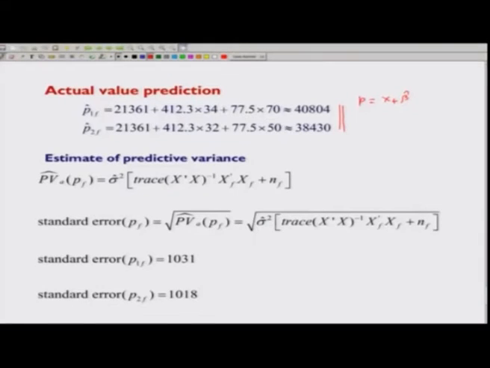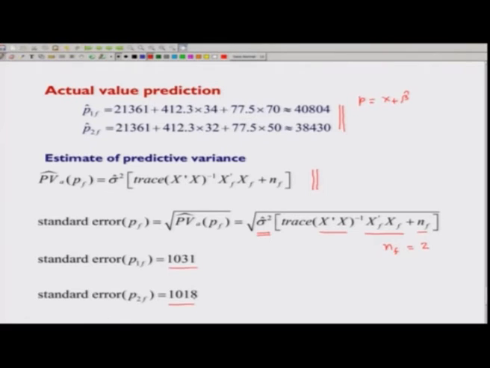We had earlier derived the expression of predictive variance of PF like this, and now I substitute the values of sigma square hat, the X matrix and here the XF matrix, with NF, since we are interested in making the forecast for two values. Then I calculate the standard error of the first prediction as 1031 and the standard error of the second prediction as 1018.